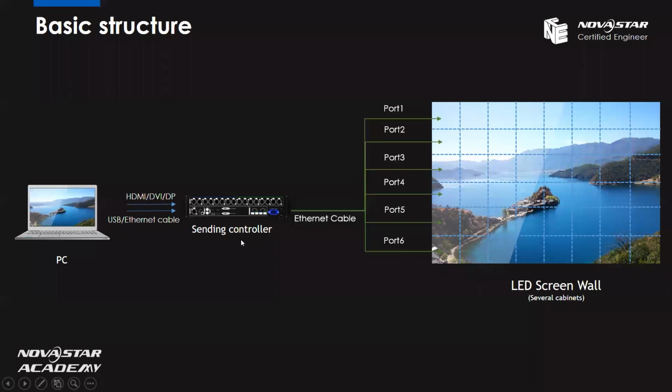So the sending controller can send this video signal to the receiving cards which are on the LED display. Regarding the end of an LED display, it is composed of many LED cabinets. So this is the most basic structure of the LED control system. But there is another situation.